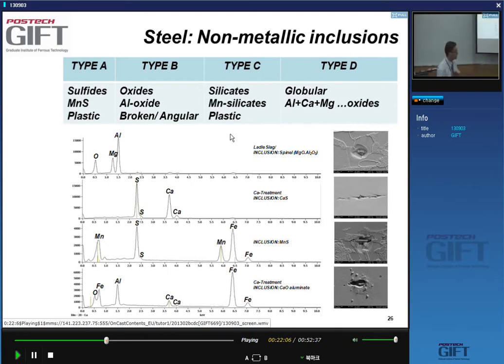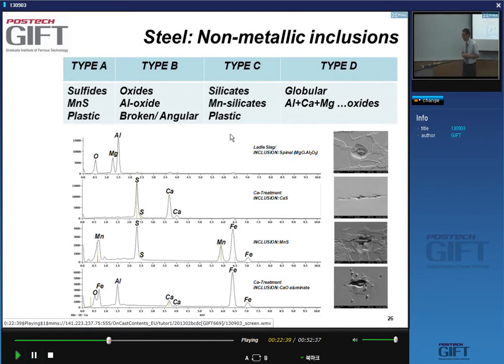There can be spinel inclusions. There can be calcium sulfide inclusions. There can be manganese sulfide inclusions. There can be calcium aluminate inclusions. Depending on what inclusions you have, you will have inclusions with different properties. Some of them will be able to deform plastically. Others will not be able to deform plastically. And in general, their impact on the mechanical properties is negative.